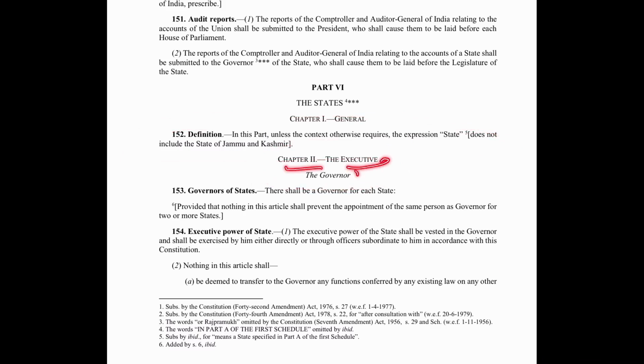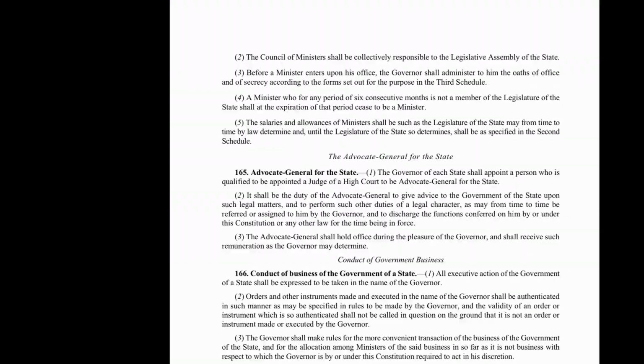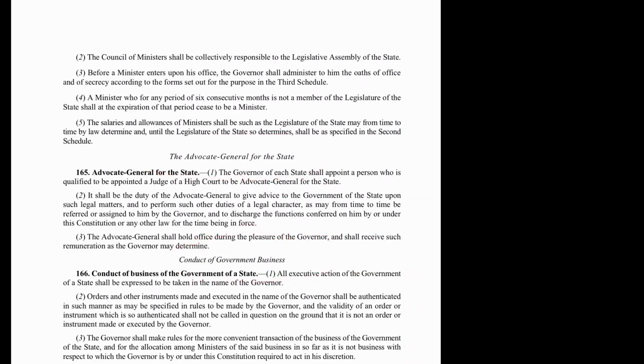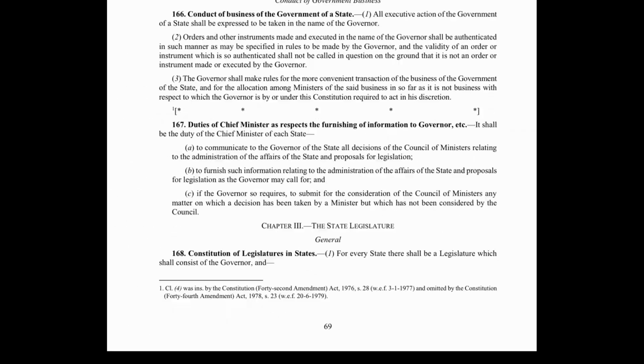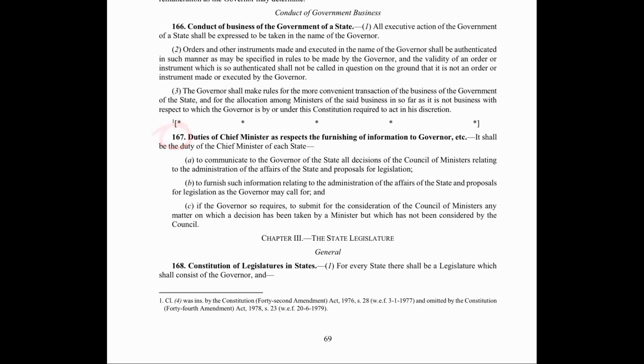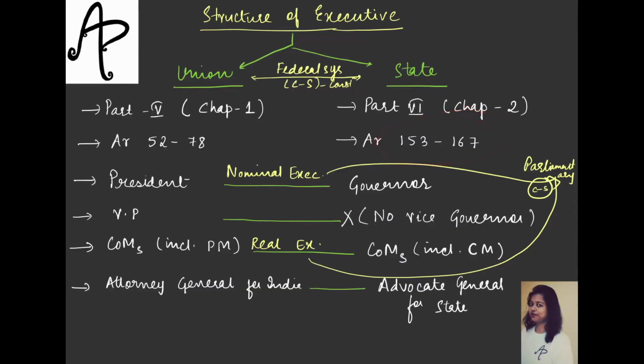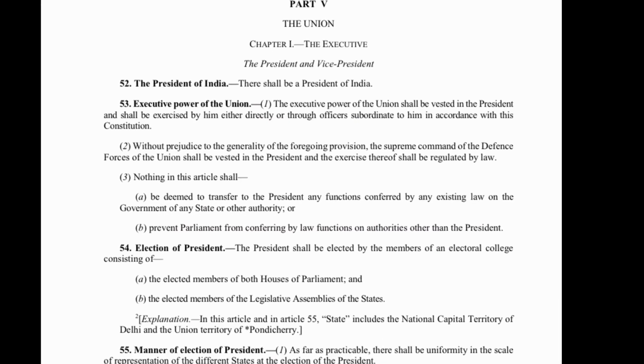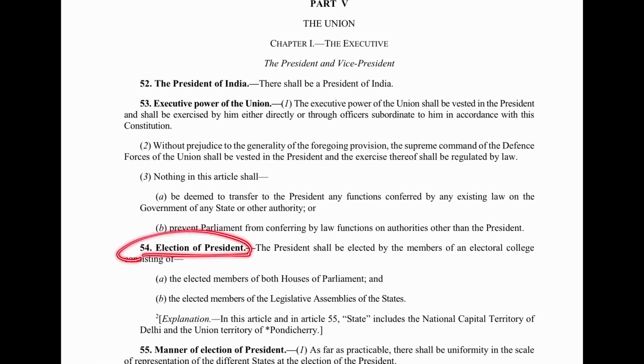So Chapter 2 Executive, starting from the Governor, starting from 153, and then similarly you will have like the Council of Ministers, Advocate General, conduct of business, etc. till Article 167. उसके बाद Legislature आ जाएगा. So 167 and 153 is what we focus. Now moving on to, let's see, President के बारे में. Election वाला जो है, which we'll do in the next video, वो 54 से शुरू होता है.